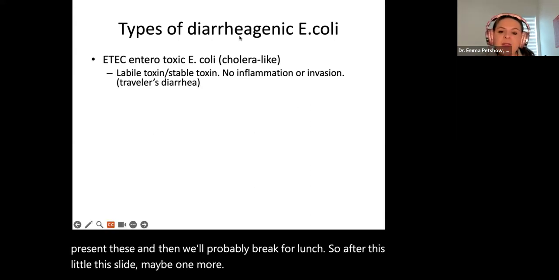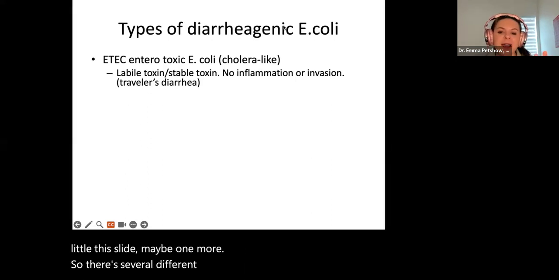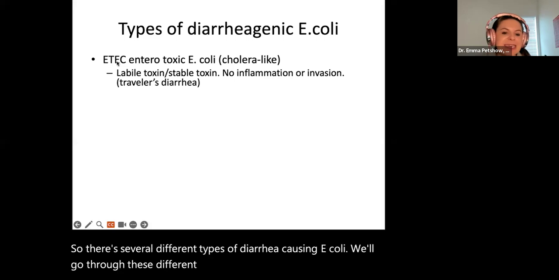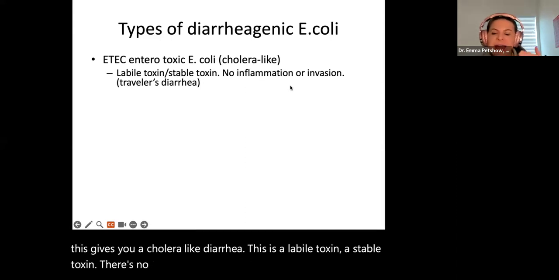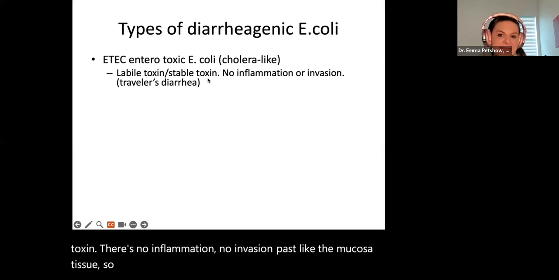So there's several different types of diarrhea-causing E. coli, and we'll go through these different types. So ETEC is enterotoxigenic E. coli, and this gives you a cholera-like diarrhea. This is a labile toxin, a stable toxin. There's no inflammation, no invasion past like the mucosal tissue. So we would call this a classic traveler's diarrhea. That's it.